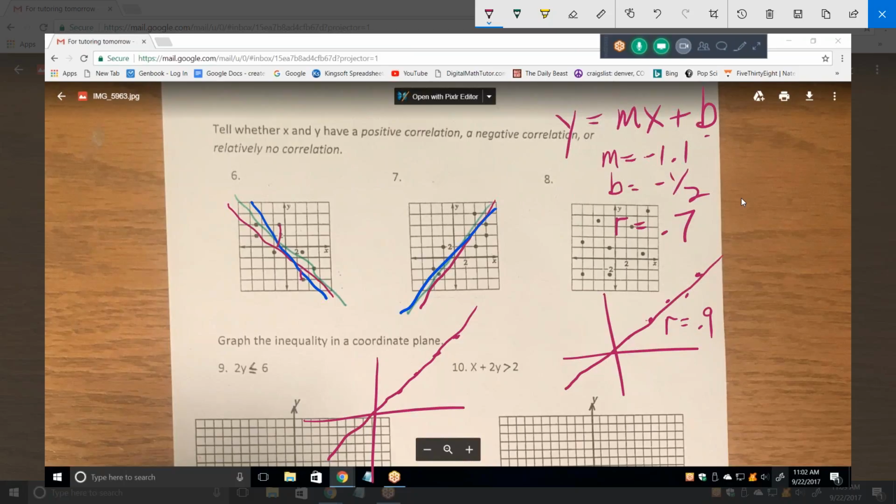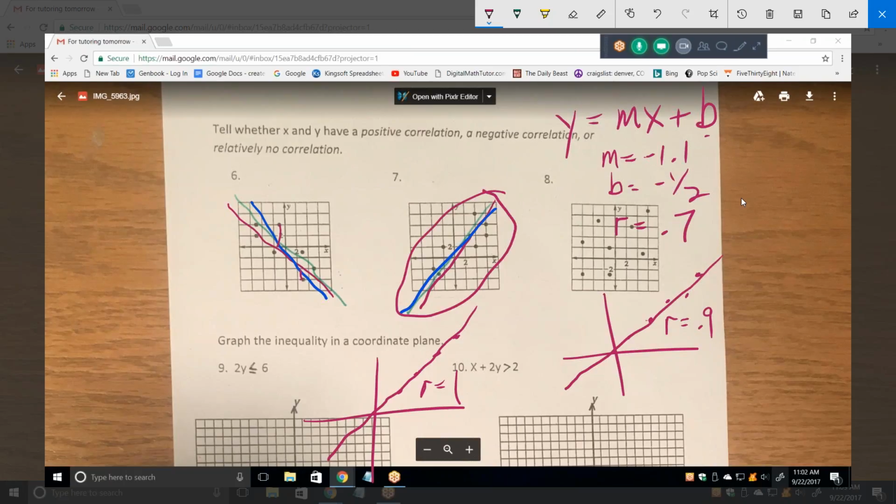In other words, this would say there's no scatter at all. If you can draw a line through every data point, you get a perfectly straight line. That's an R of 1. This one, there's a little bit of scatter. So that's an R of 0.9. On this one here, there's some scatter.